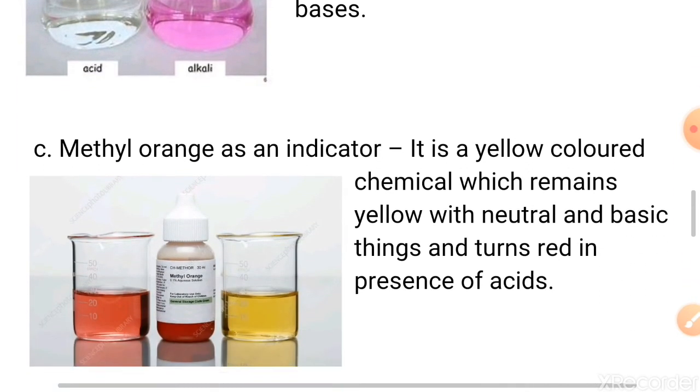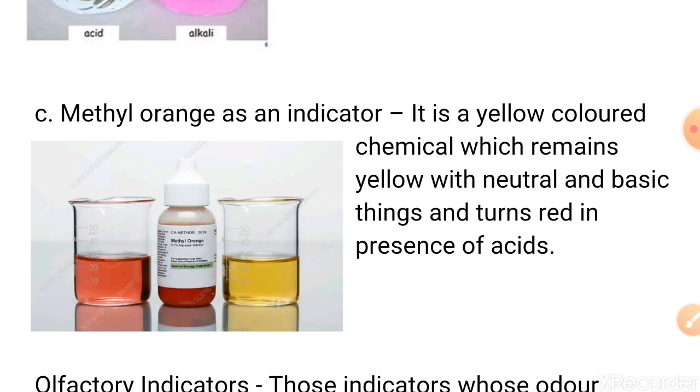Now we will look at what is methyl orange and how it helps us to find out presence of acid and bases. Methyl orange is a yellow colored chemical which remains yellow with neutral and basic things and turns red in presence of acids. We can say that methyl orange helps us to find out the presence of an acid.